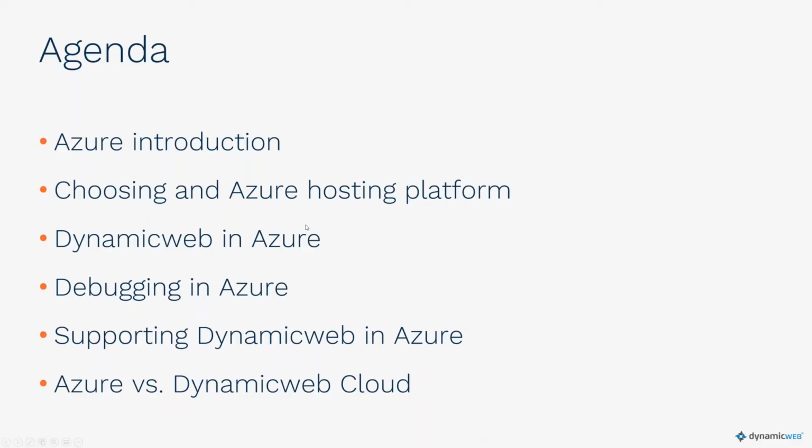So the agenda for today is first a very short introduction to Azure in relation to hosting at Dynamicweb, a bit about how we can choose an Azure hosting platform. There are different options out there, pros and cons of those, how to install Dynamicweb in Azure, a bit about debugging in Azure, which is a point I think I've skipped. Now I remember the error in the agenda. Then we have something about support of Dynamicweb in an Azure hosting environment, and in the end, just a small comparison between Azure and Dynamicweb Cloud and some of the things that you should be aware of in relation to hosting in there.